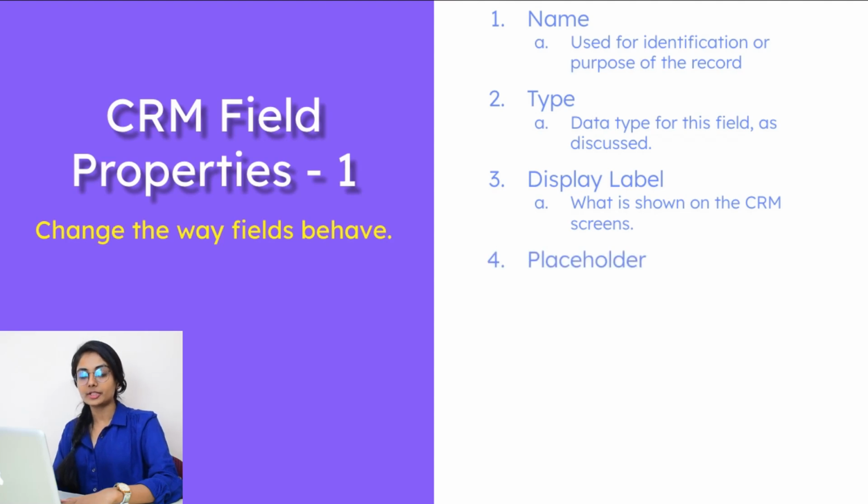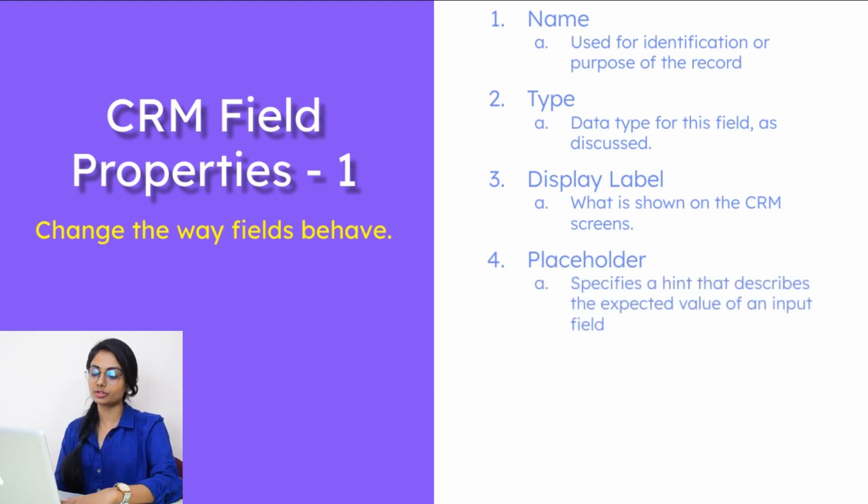The fourth property we have is placeholder. Placeholder is used when we want to give some hint to the user, or we want to describe what kind of input can be accepted in this field. Next property we have is default value. Default value means if I want to provide some default input for any field, in case I do not give any input there, then CRM should have a default value of its own. There we can set the default value. Default value is nothing but the input that is provided by default.